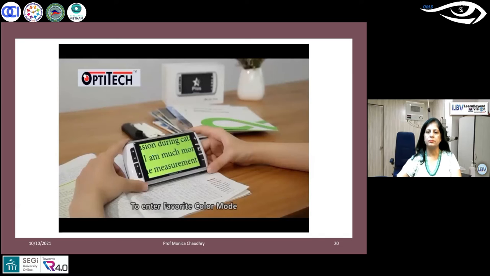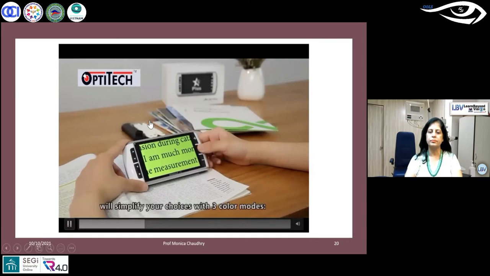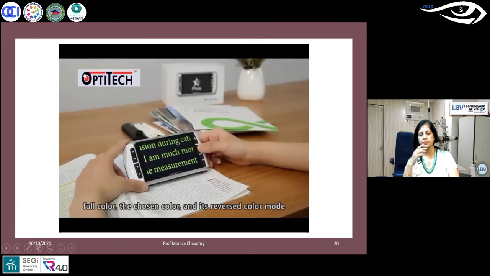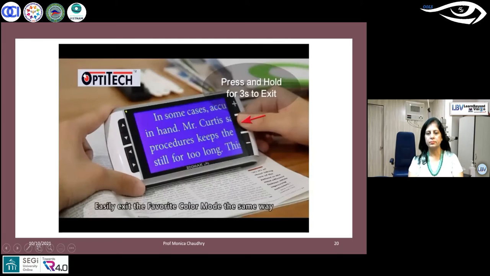To enter favorite color mode, first choose your favorite contrast color. Then press and hold the mode button for 3 seconds until you hear a beep. The favorite color mode will simplify your choices with 3 color modes: full color, the chosen color, and its reversed color mode. Easily exit the favorite color mode the same way.